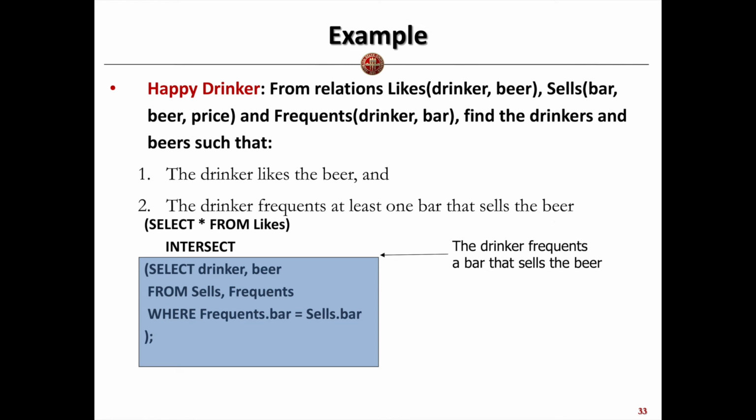Between these two conditions, we have this "and", right? Therefore, we can use the intersection, or the intersect operator, to help us connect these two subqueries. It will return the happy drinkers who both like the beer and also frequent at least one bar that sells the beer.